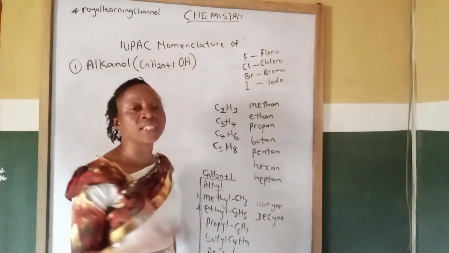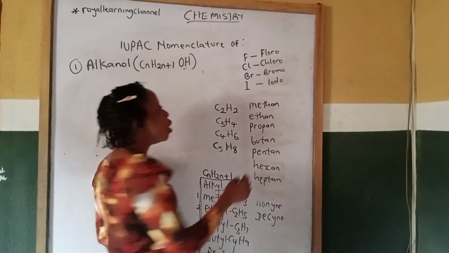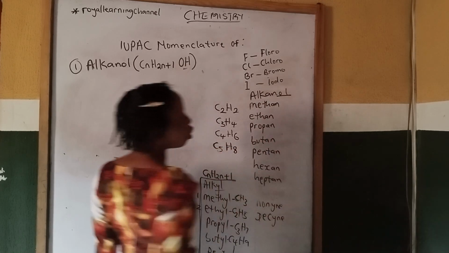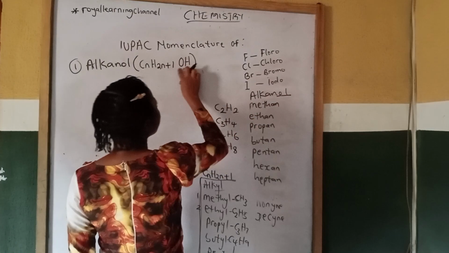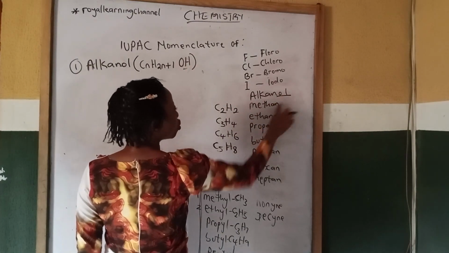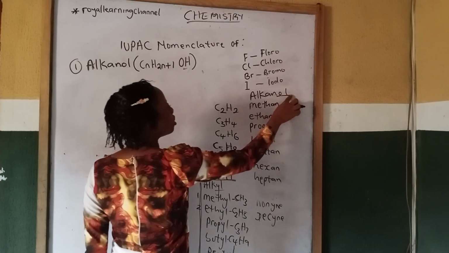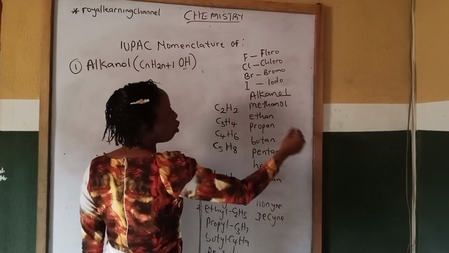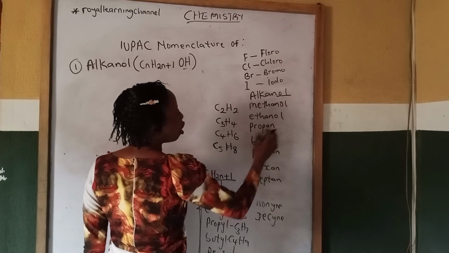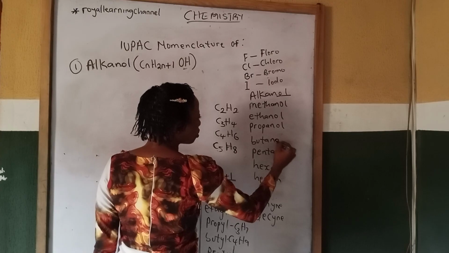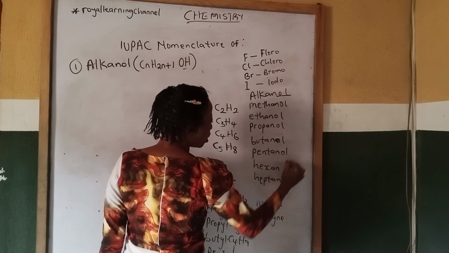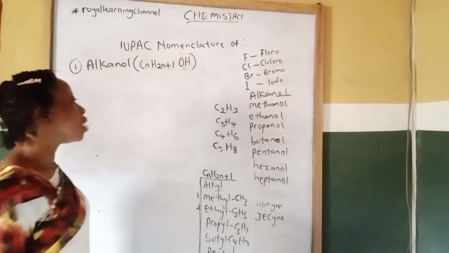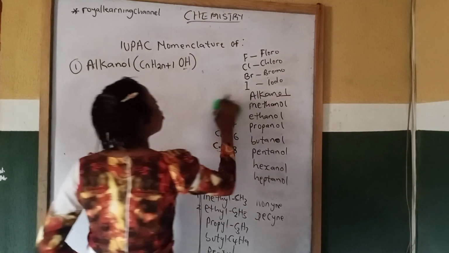So then after that, you add their name ending. So members of alkanol now. The name ending for alkanol is ol, OH. Then the ol means OH. So the name ending is ol. So to get the name for the members of alkanol, you add ol to the following prefixes. This one will be methanol. This one will be ethanol. This one will be propanol, butanol, pentanol, hexanol, heptanol, octanol, nonanol, decanol, and so on and so forth. Then you derive their molecular formula.